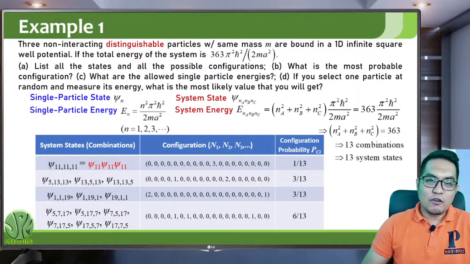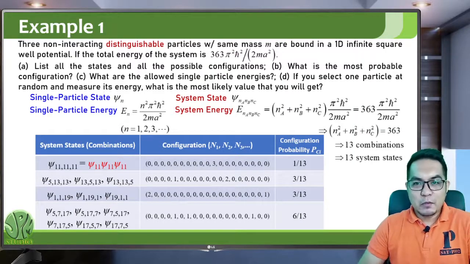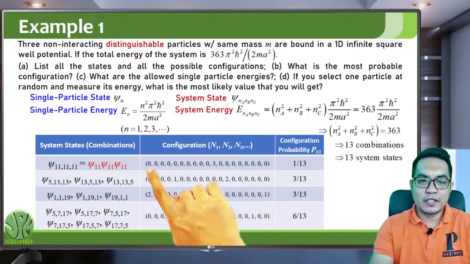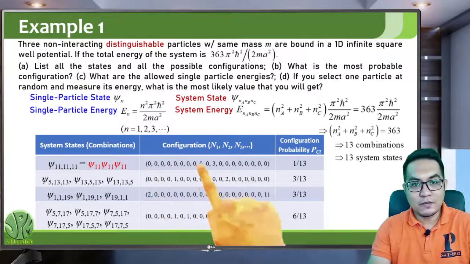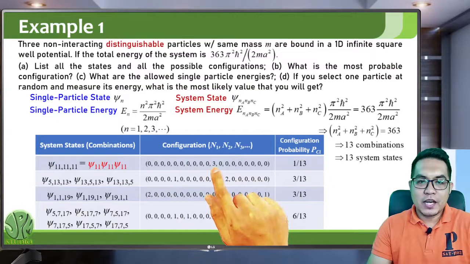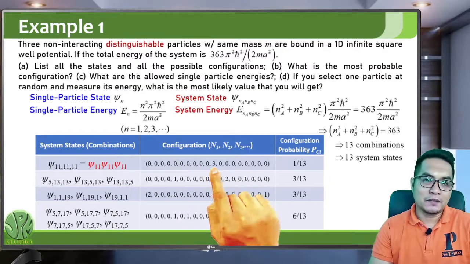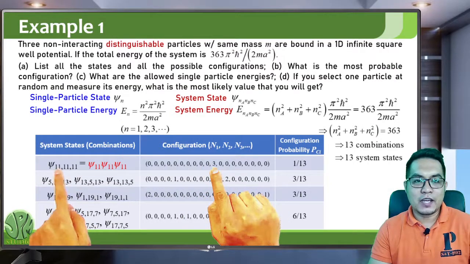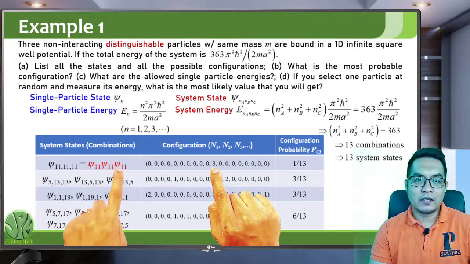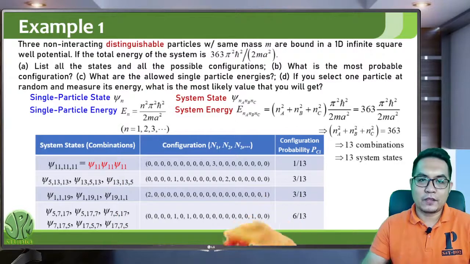Okay, so the states can actually be categorized into 4 configurations. The first configuration is, again, this is just a set of all occupation numbers. When all of the 3 particles are in state psi 11. That corresponds to this state, psi 11, 11, 11. Again, since this is the distinguishable case, just multiply the 3 single particle states. So psi 11 times psi 11 times psi 11. So that is the first configuration.